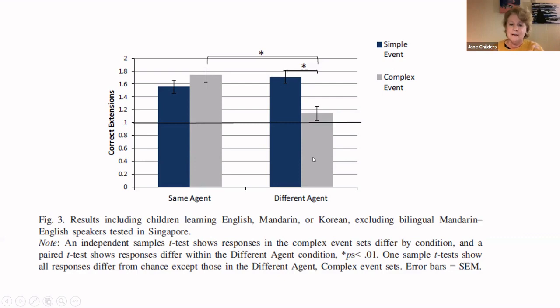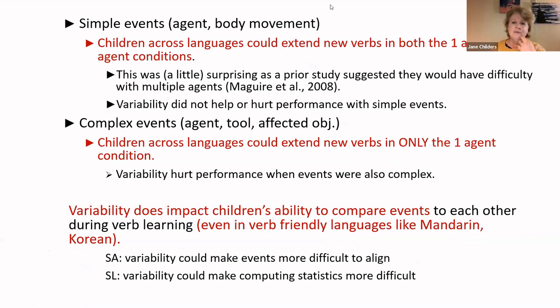That's kind of interesting. That suggests that variability is really hard for children. So children could extend the verbs in the 1 agent condition. Variability didn't really help performance or hurt performance when they got a simple event. But with the complex events, children across languages could only do the 1 agent condition. So variability hurt performance. So it was kind of surprising that variability impacts their ability to compare events, even when they're verb-friendly languages that you're testing in.